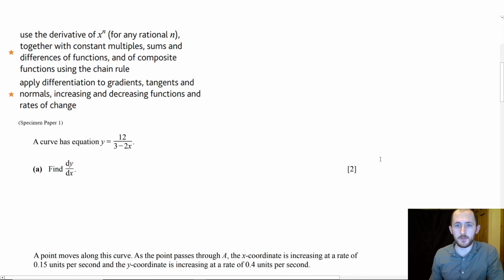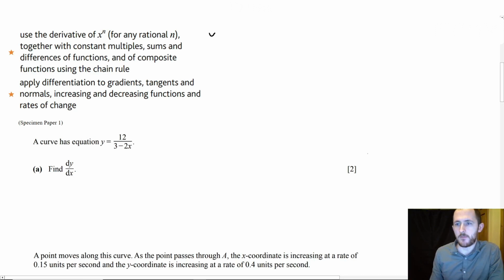Now we need to use the derivative of x to the power of n, together with constant multiples, sums and differences of functions, and of composite functions using the chain rule, and then apply differentiation to gradients, tangents and normals, increasing and decreasing functions and rates of change. That was a lot of stuff. So first of all, use the derivative of x to the power of n.